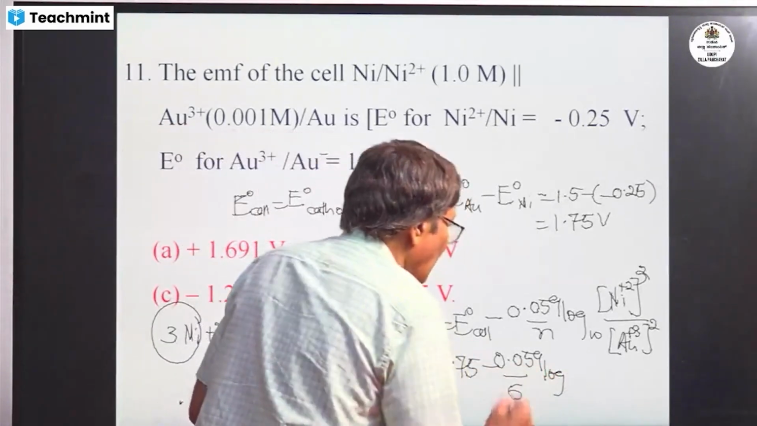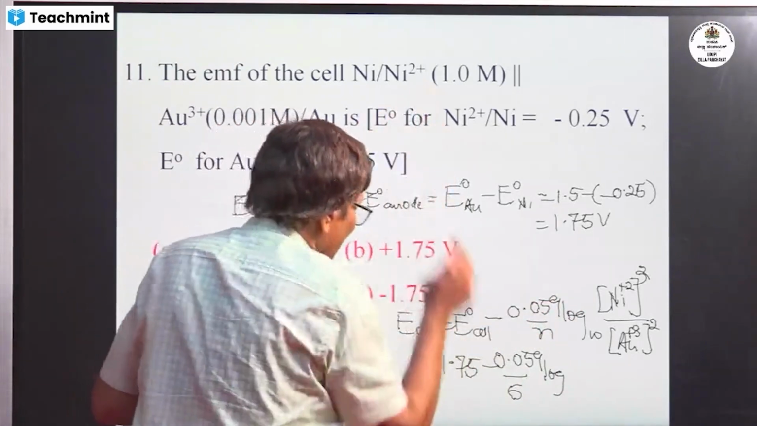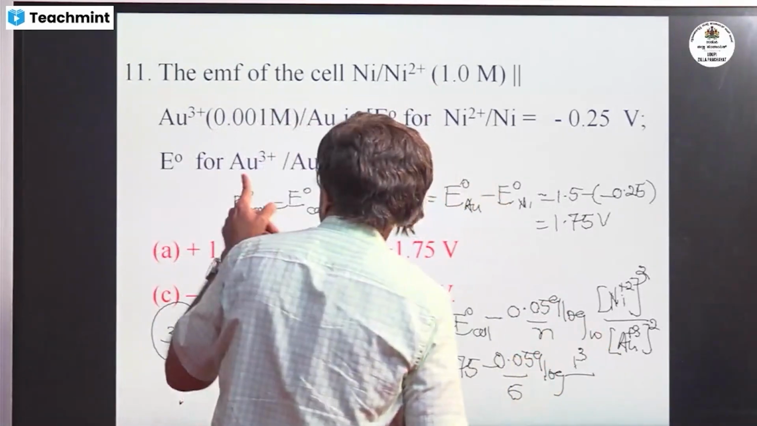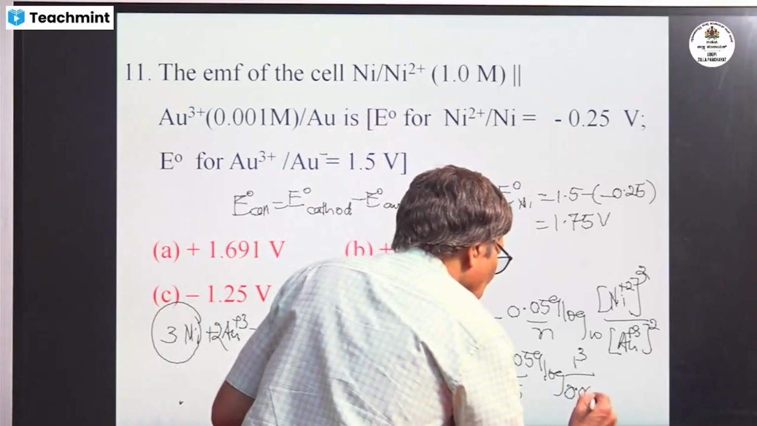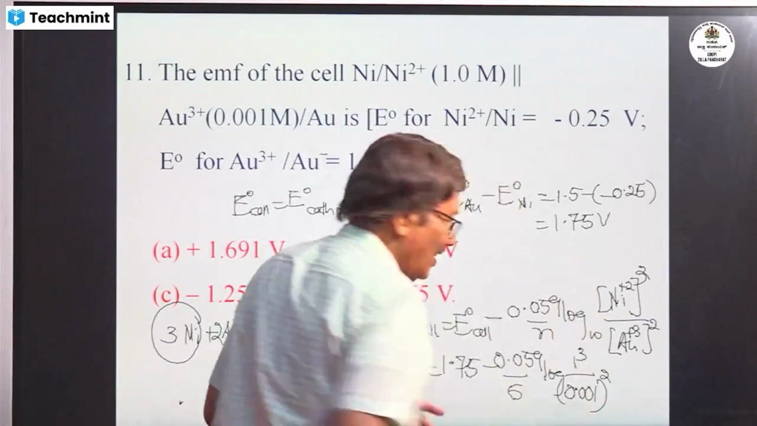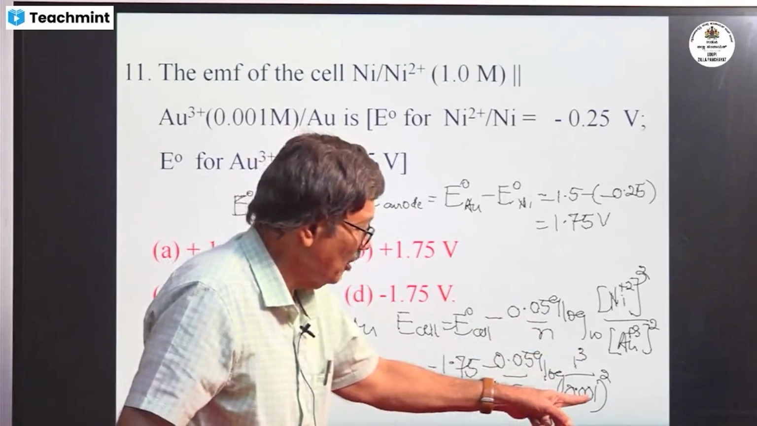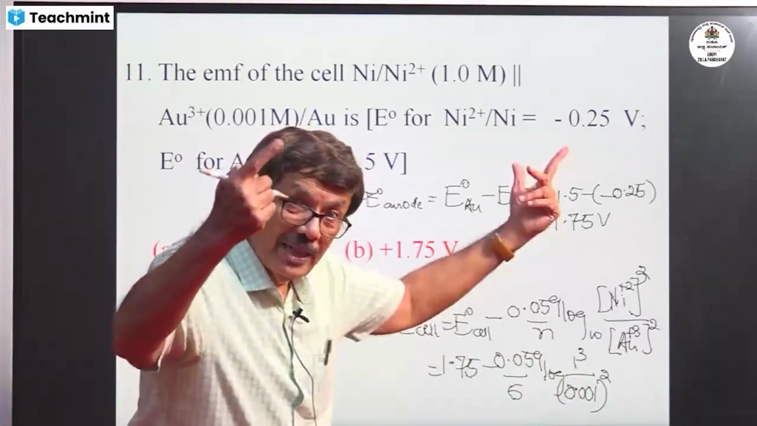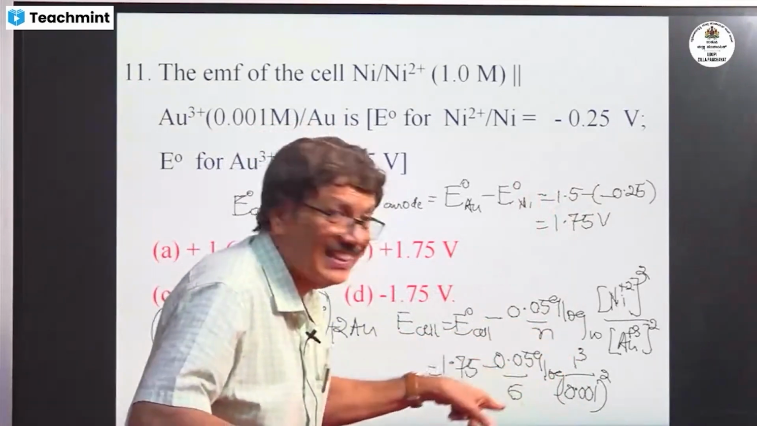Log of, then what is the nickel ion concentration? It is 1, so 1 cubed. Gold ion concentration is 0.001 M, squared. See here, 1 cubed leaves it 1 only. This is 10 to the power minus 3, squared is 10 to the power minus 6. When it goes to the numerator, 10 to the power 6. So log 10 to the power 6 is 6. That 6 gets cancelled with this 6.